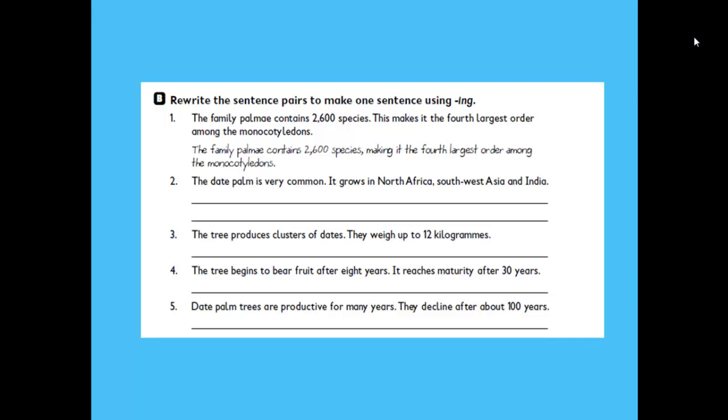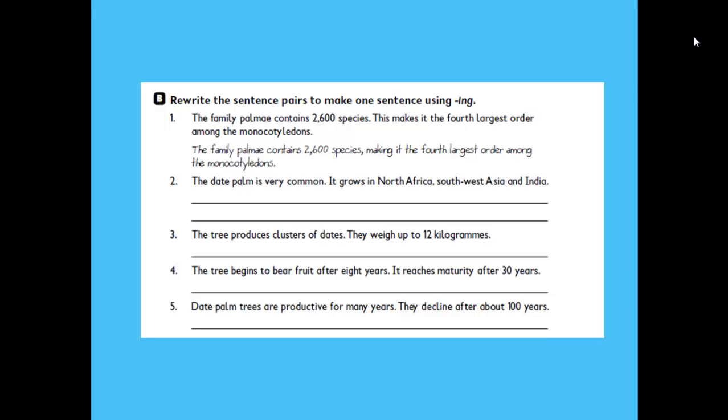Number 3. The tree produces clusters of dates. They weigh up to 12 kilograms. The tree produces clusters of dates weighing up to 12 kilograms. Number 4. The tree begins to bear fruit after 8 years. It reaches maturity after 30 years. The tree begins to bear fruit after 8 years, reaching maturity after 30 years.